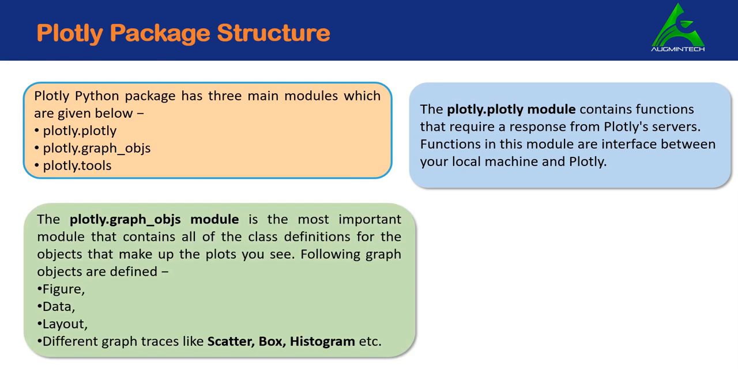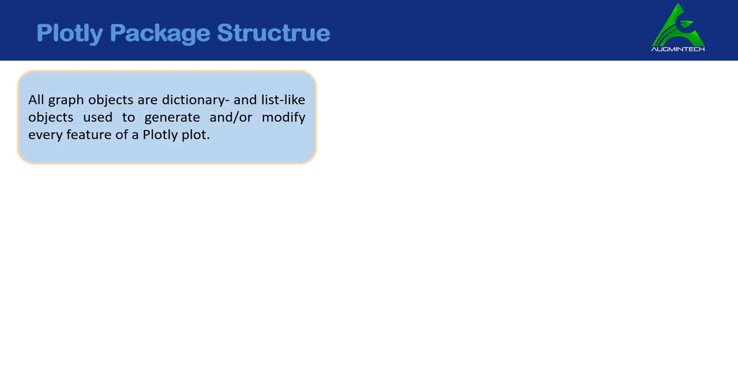And then we have the plotly.graph_objs module. This is the most important module that contains all of the class definitions for the objects that make up the plot we see. The following graph objects are defined. We have data, figure, layout, and different graph traces like scatter, box, histogram, bars, area, charts, and so on. All graph objects are ordinary, in the form of dictionary and list-like objects that are used to generate or modify every feature of a plotly plot.